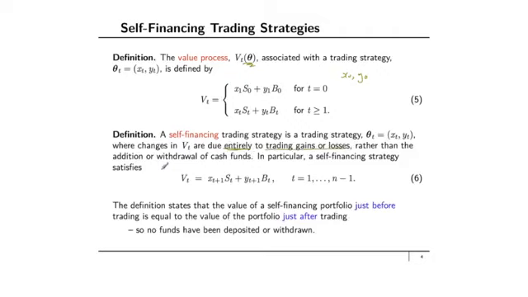In particular, a self-financing trading strategy satisfies Vt equals xt plus 1 st plus yt plus 1 bt. And if you notice, Vt is therefore the value of the portfolio immediately after trading at time t, because xt plus 1 is the number of units of shares held between times t and t plus 1, and yt plus 1 is the number of units of the cash account held between times t and t plus 1. So this is the value of the portfolio immediately after trading at time t. Up here, this is the value of the portfolio immediately before trading at time t.